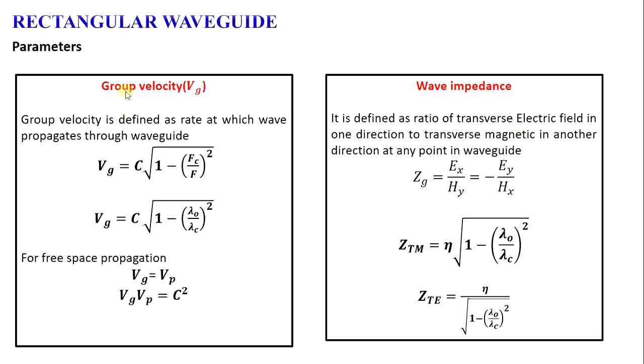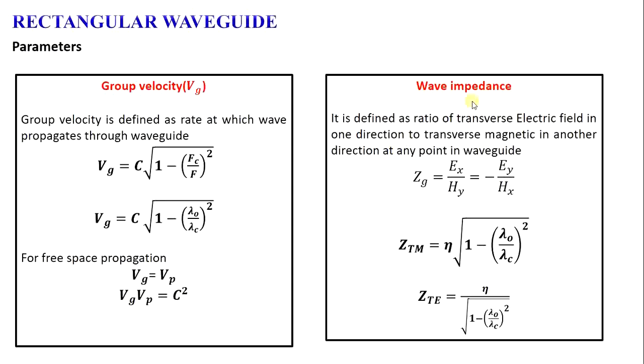The next parameter is group velocity, denoted with Vg. Group velocity is defined as rate at which the wave propagates through waveguide. It is given as Vg is equal to c under root of 1 minus (fc by f) whole bracket square. Or in terms of wavelength, it is written as Vg is equal to c into under root of 1 minus (lambda naught upon lambda c) whole bracket square. For a free space propagation, this Vg is equal to Vp, that is the group velocity is equal to phase velocity, and Vg into Vp is equal to c square, where c is the speed of light, which is 3 into 10 raised to 8 meter per second.